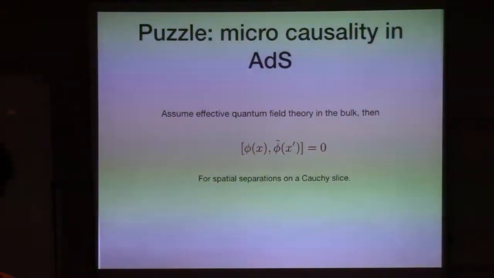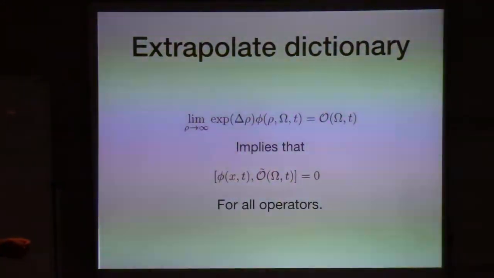Okay, and then I told you that there was this thing called the extrapolate dictionary, which is you take your favorite field in the bulk, and then you take the limit when rho goes to infinity, and if you address it with the right factor of the rho variable in global coordinates, then that is finite, and that's actually what defines the operator on the boundary. So you can think that the operators on the boundary on some fixed Cauchy slice are the limit of operators in the bulk that have been taken to infinity with some dressing factor.